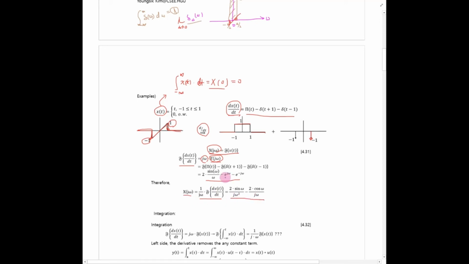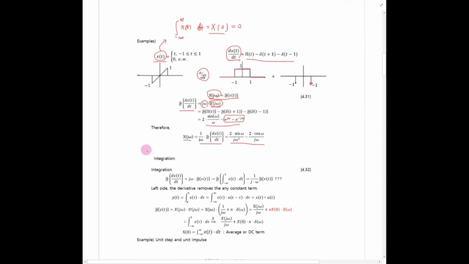You know that this part is 2 times cosine omega. Okay, that's this part, and dividing by j omega, we have this result. That's the Fourier transform of this wave, this pulse shape.